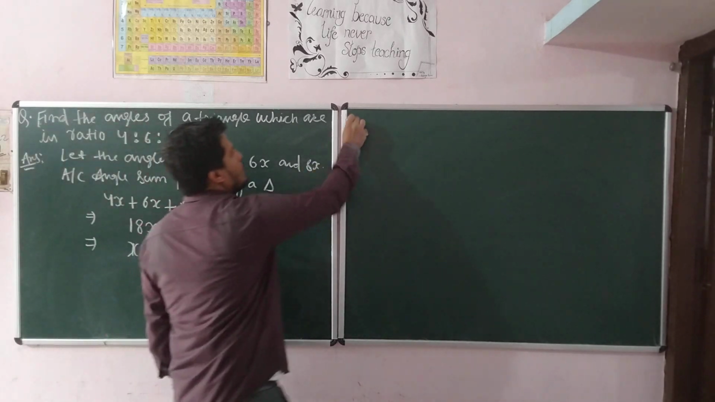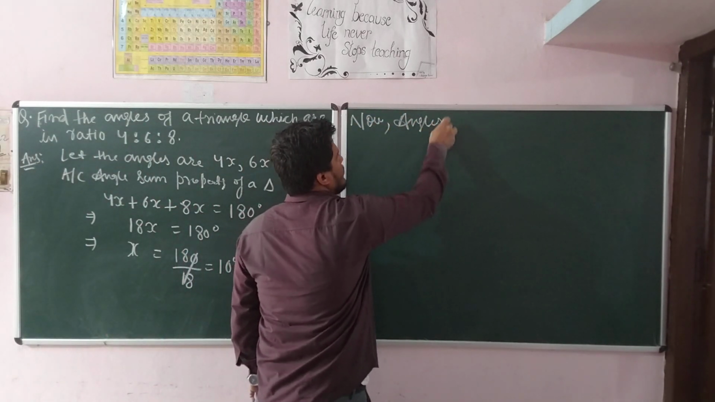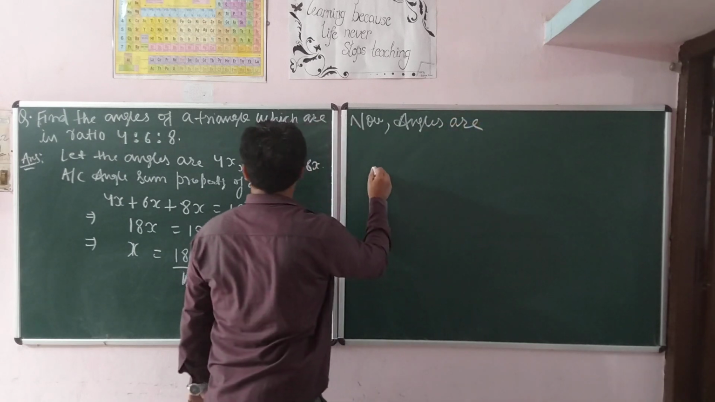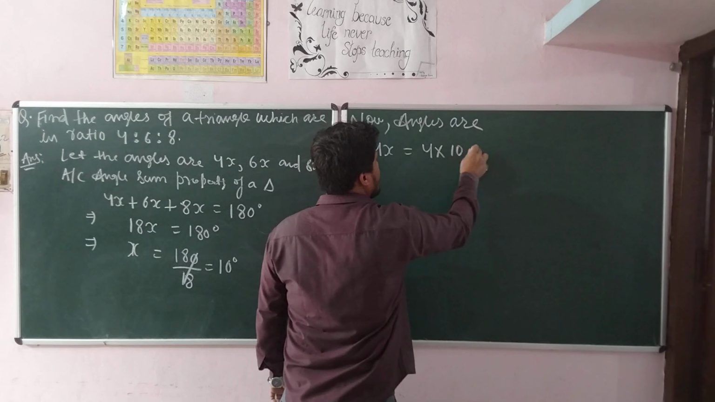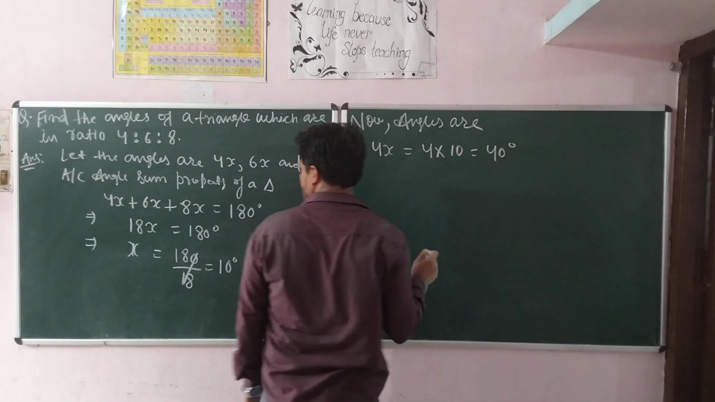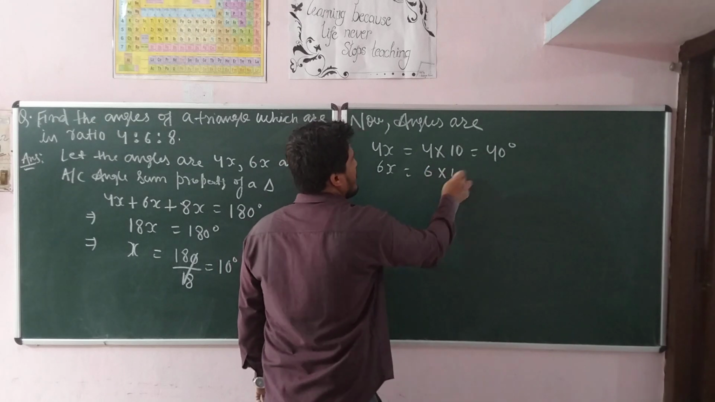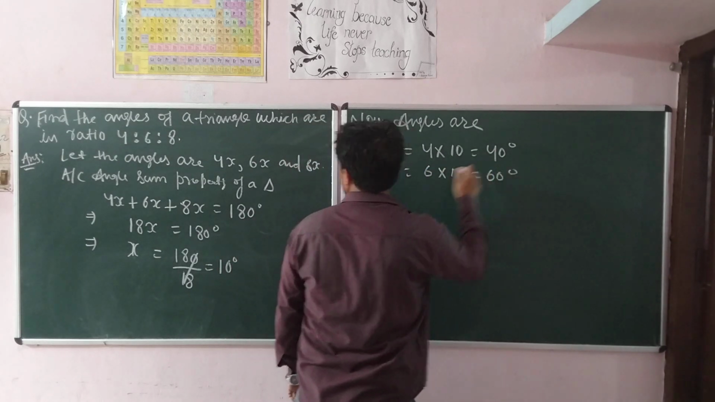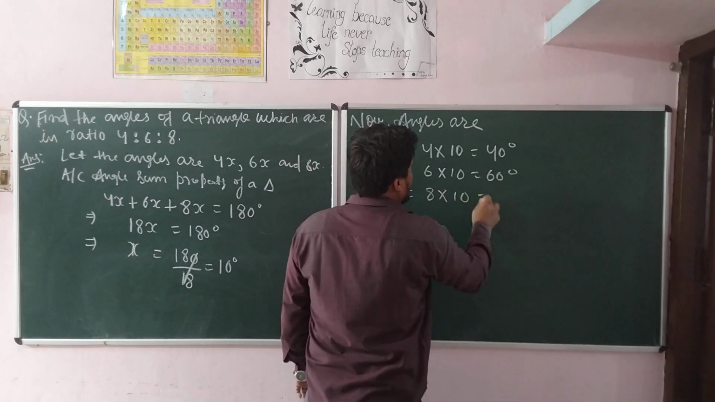Now the angles are: the first one is 4x, means 4 into 10, 40 degrees. The second one is 6x, 6 into 10, that is 60 degrees. The next one is 8x, 8 into 10 is 80.